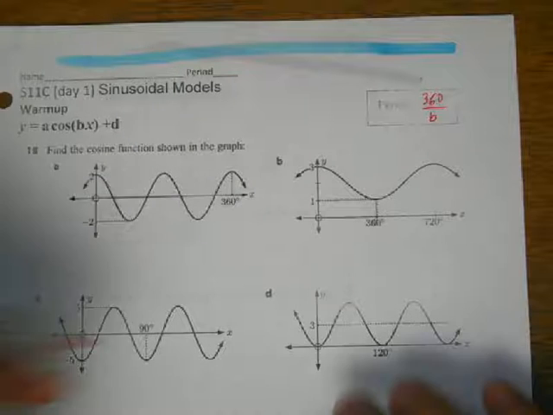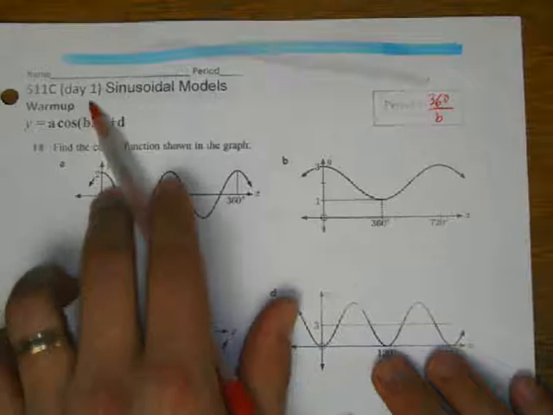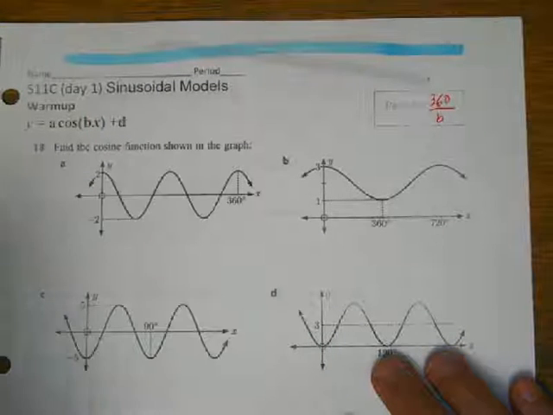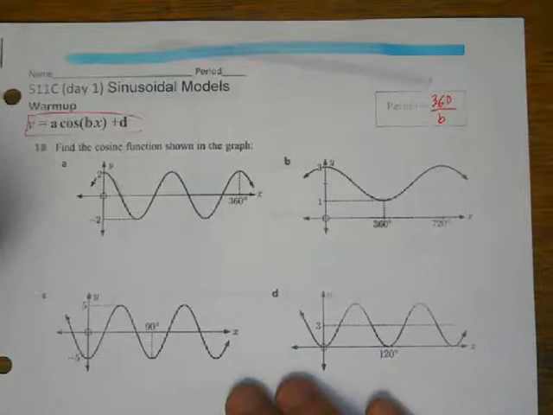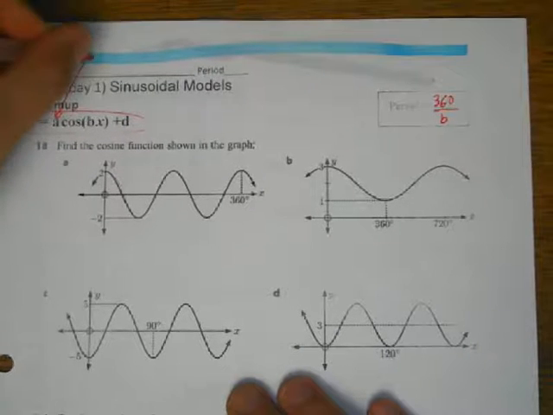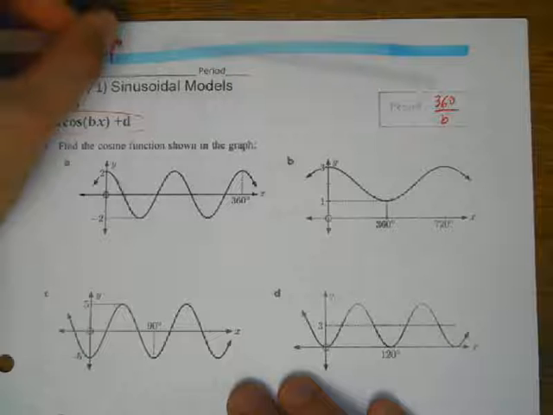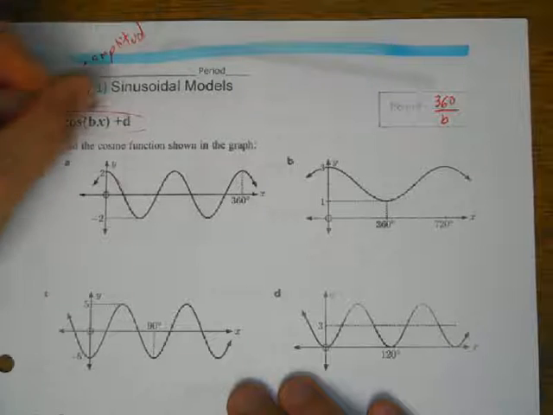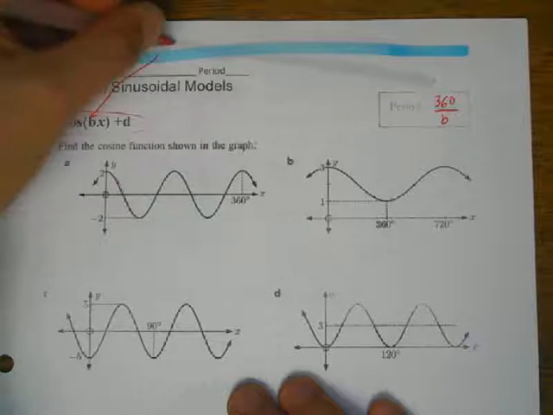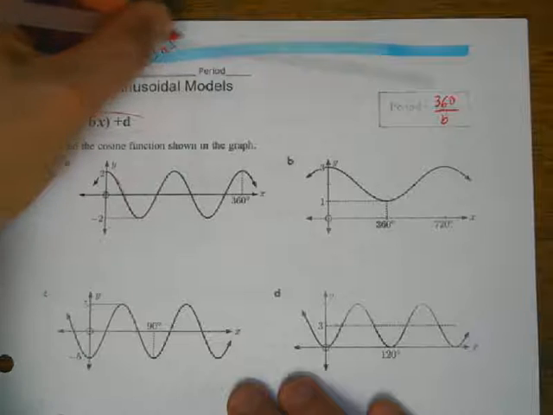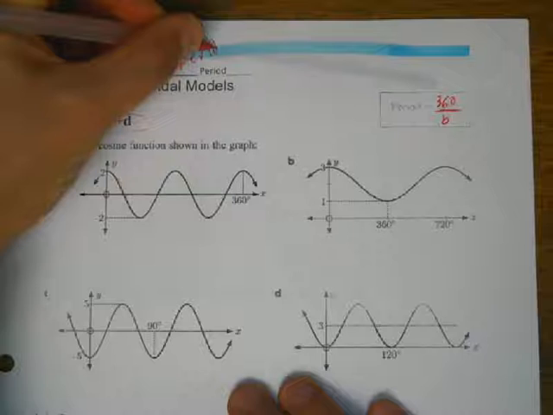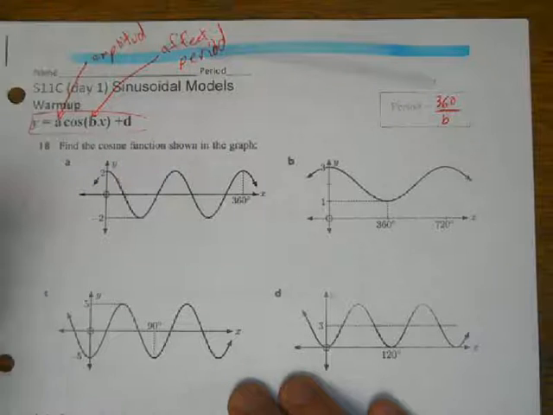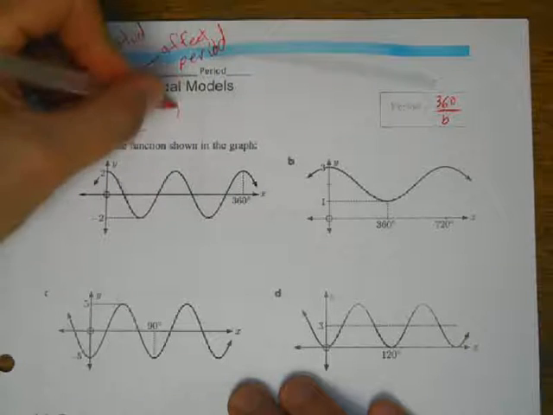All right, so now we're going to talk about sinusoidal modeling. Okay, so we've been using this formula here, and the important things we know is that A stands for the amplitude, B affects the period, and D gives us the principal axis.